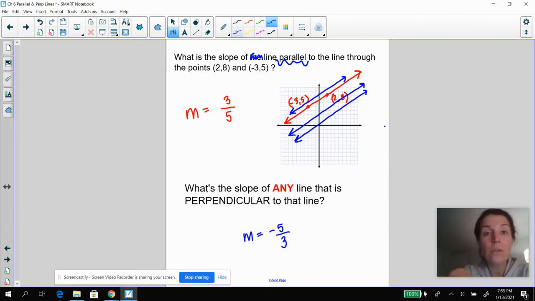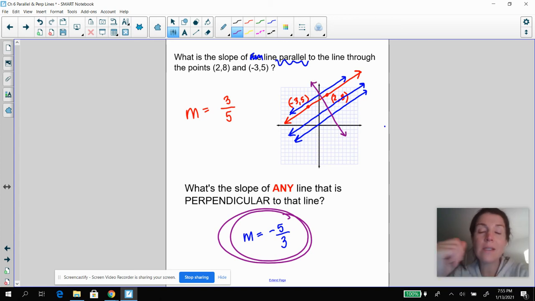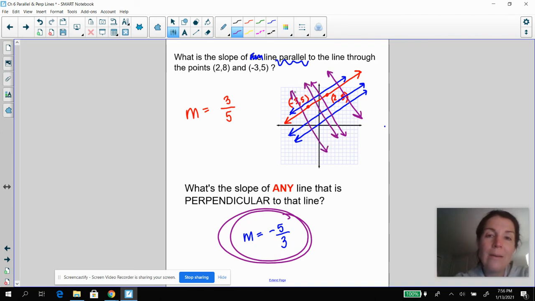Same thing goes for my perpendicular line. If I have a perpendicular line, all that matters is that it crosses this red line at a right angle. All that matters is that it has a slope of -5/3. It does not matter what the y-intercept is. So I have an infinite number of perpendicular lines to that red line as well. So the word "the" for a parallel line or a perpendicular line isn't good. It really should be any line that is parallel or any line that is perpendicular.